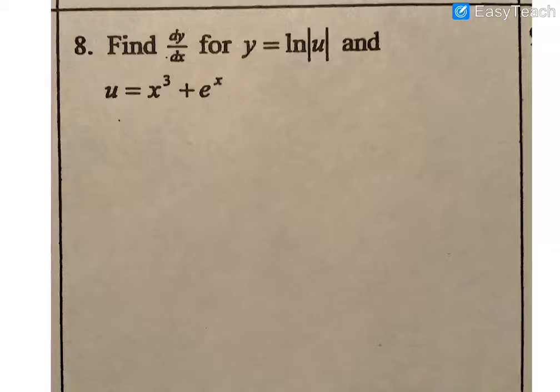Okay, we are starting video number 3, and I am starting with problem number 8. Number 8 asks us to find dy dx for the pieces y equals the natural log of the absolute value of u, and u equals x cubed plus e to the x.